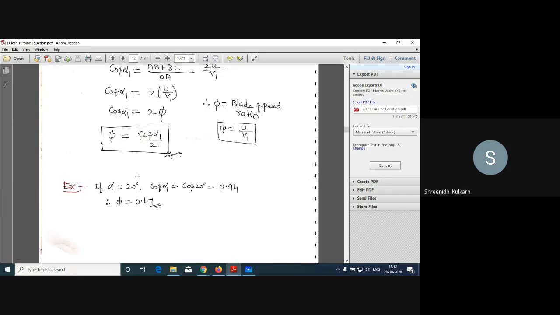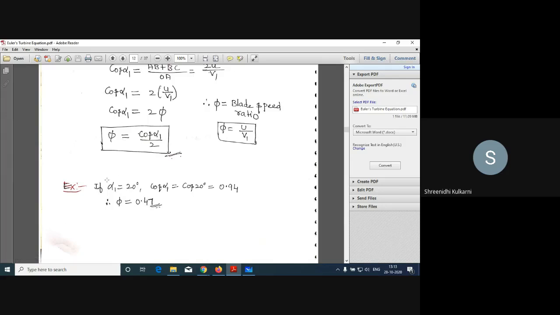If alpha is 20 degrees, then what is the phi value? I just gave the example here. If alpha 1 is 20 degrees and I substitute here, we get cos alpha 1 as 0.94 divided by 2. So we get phi as 0.47. Suppose we use alpha equal to 15 degrees, then we can check the phi value. This is trial and error.